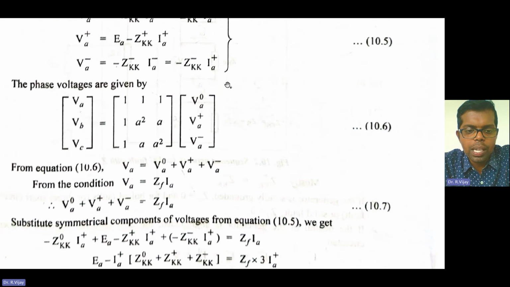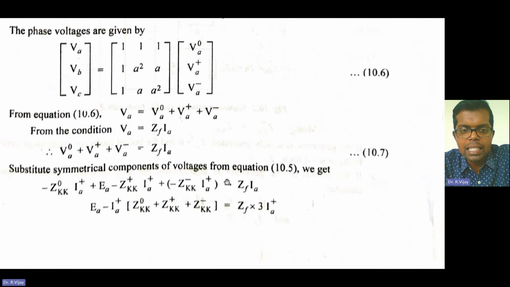That we are going to substitute in this equation. Then the equation is reframed like this, which is nothing but ZF into IA. Now simplifying and taking the common terms outside, the common term here is IA positive. So EA minus IA positive into ZKK naught plus ZKK positive plus ZKK negative is equal to ZF into IA. We have written IA in terms of IA positive, that is 3 into IA positive.